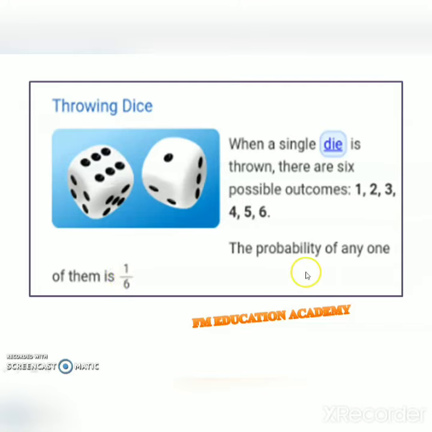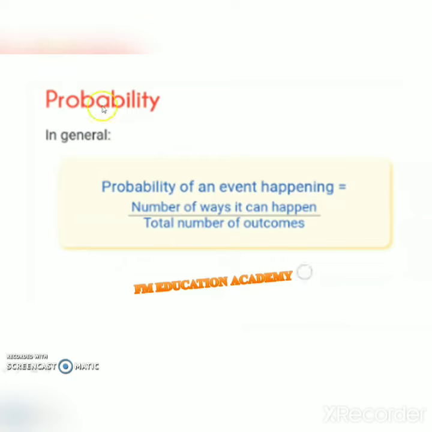Okay, so in general, from this coin and this die, we got to know that the formula to find probability is the number of ways it can happen divided by the total number of outcomes. Outcomes means whatever we can get. Suppose we can get 1, 2, 3, 4, 5, 6 in a die. So it's 6 outcomes, as we saw in the die example. So the probability of an event happening is equal to the number of ways it can happen divided by the total number. That is called probability.